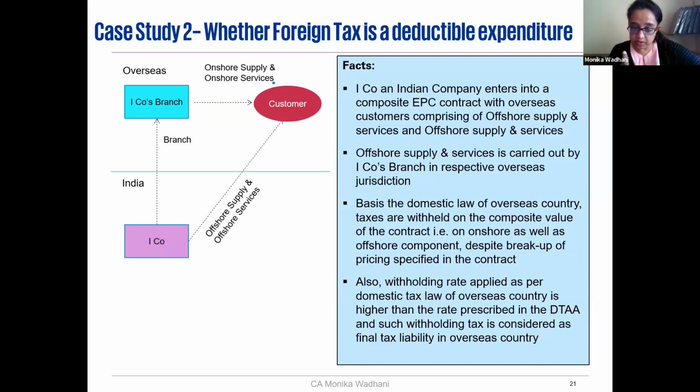But for the facts of this case study, I had assumed that the entire offshore supply, offshore services, takes place from India, relying on those rulings wherein courts have held that merely because the customer is outside India, you cannot say that the source is outside India. And that is why I say that offshore may not be held to be a doubly taxed income. So it is only income which is taxed in India, and it should not be taxable in the source jurisdiction because it is not attributable to the activities undertaken by the branch in the source jurisdiction.